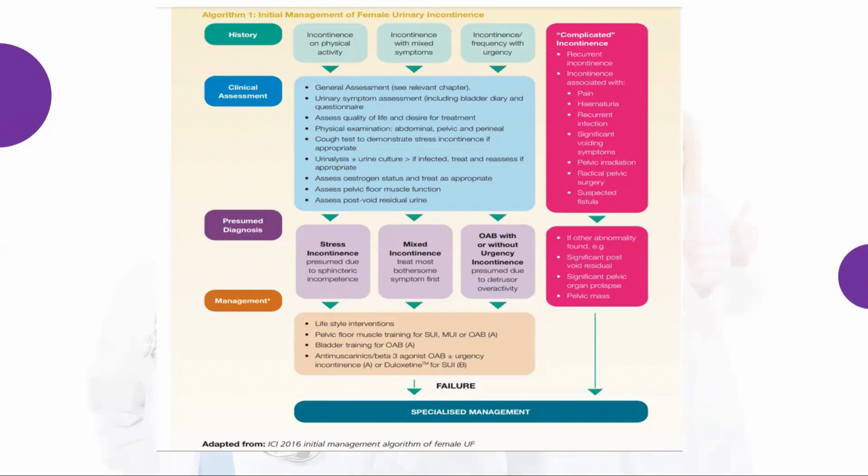We have to do urine analysis, either urine culture or not, if infected, treat, reassess if appropriate, assess estrogen status and treat as appropriate. Estrogen status for vaginal atrophy, ma'am? Yeah. Okay. Assess pelvic floor muscle function test and assess post-void residual urine. Yeah, very good. Okay. So why is this thing in red? Why do you think it is in red?